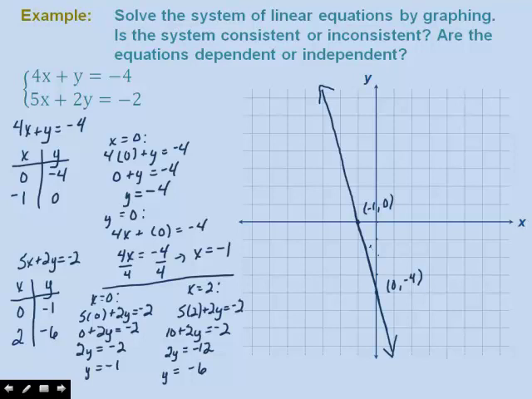So now let's plot our points. We have the point (0, -1), so that's just down 1 from the origin here. And then we have the point (2, -6). So we're going to go to the right 2 and down 6, which puts us down here. So now we're going to graph our line through those 2 points.